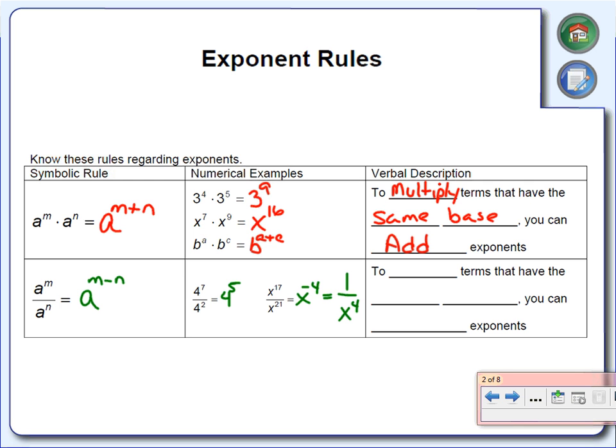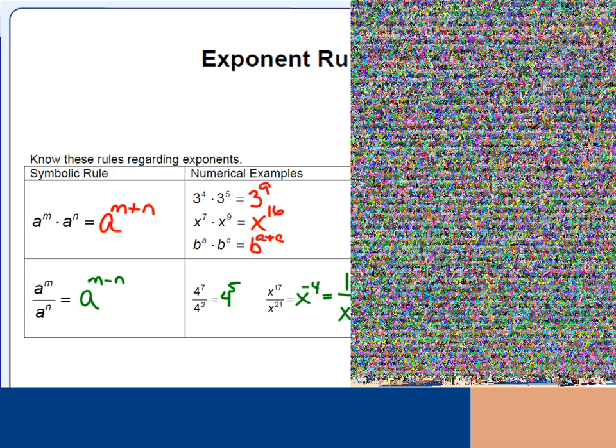All right, so the verbal description. On this one, to divide terms that have the same base, rather than adding the exponents, this time we're going to subtract. We're going to subtract the exponents. So when we multiply, we add. When we divide, we subtract. So those are the first two rules. Nothing new, you already knew that. Let's take a look at the next one.